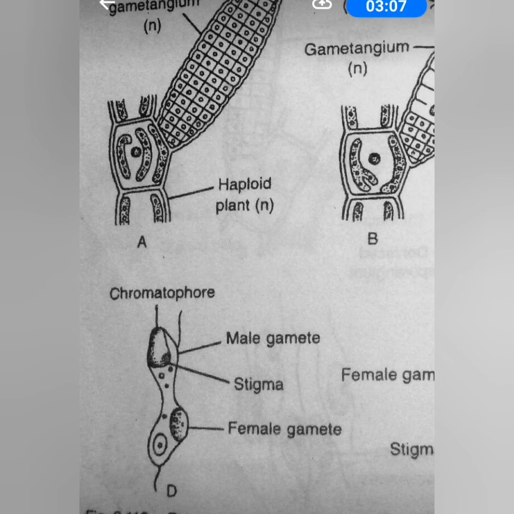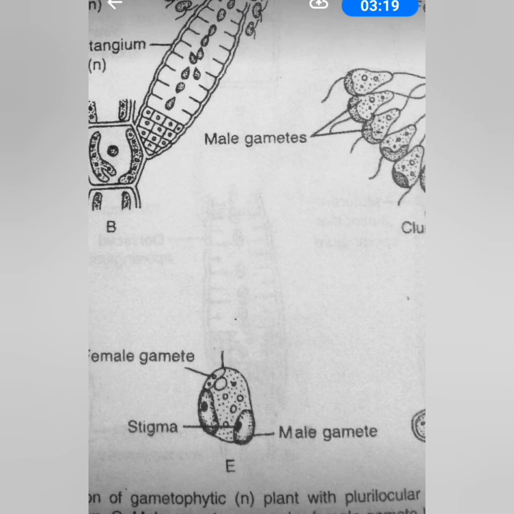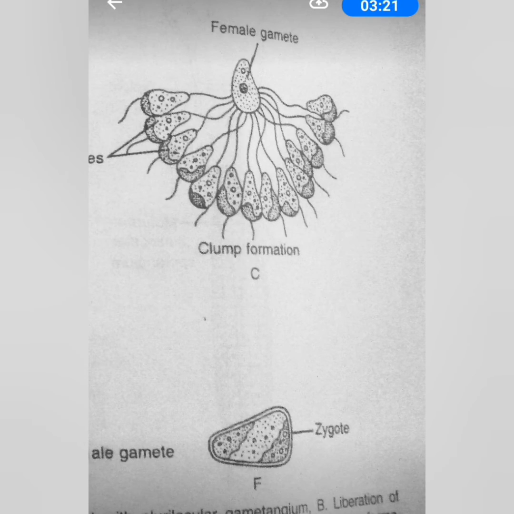We know that the male and the female gamete are haploid, right? They are haploid, so when they fuse together, they will give rise to a diploid zygote. So here in figure F, we see the formation of the diploid zygote. Now the germination of zygote: this zygote undergoes germination without any reduction division.